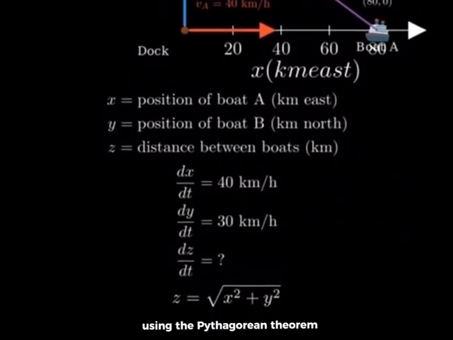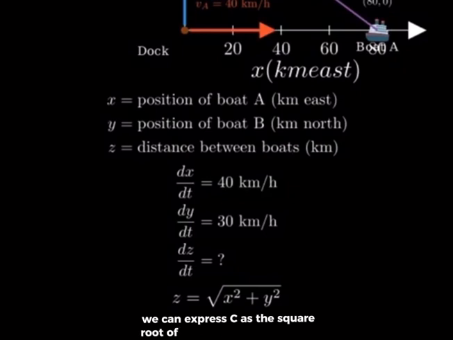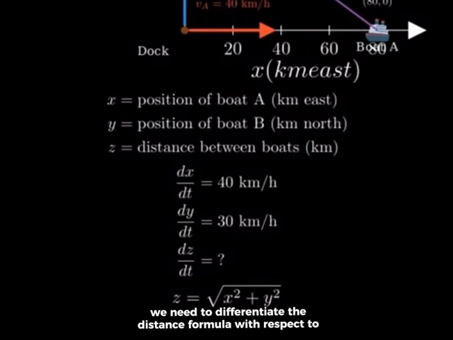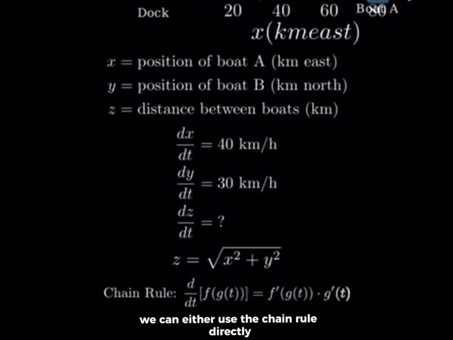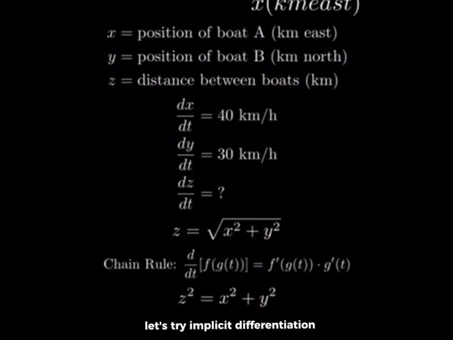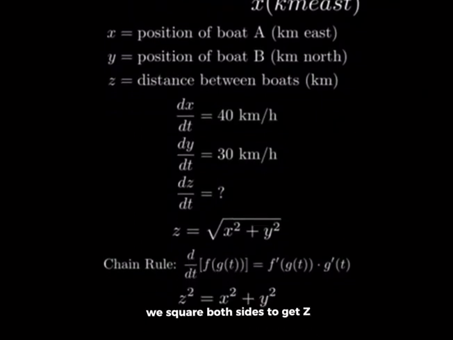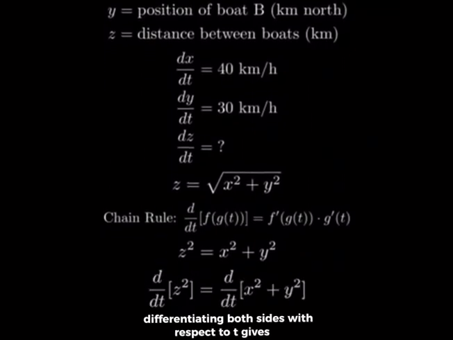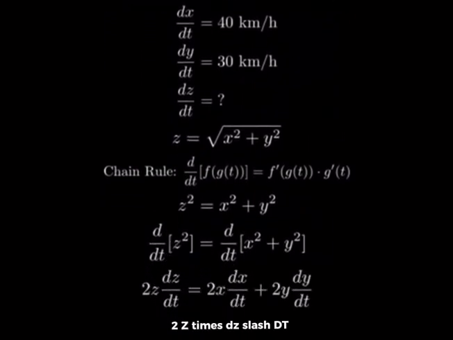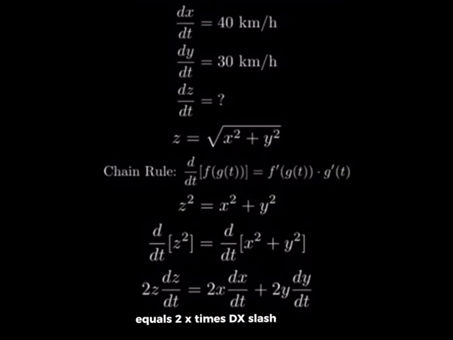Using the Pythagorean theorem, we can express z as the square root of x squared plus y squared. To find dz/dt, we need to differentiate the distance formula with respect to time. We can either use the chain rule directly or implicitly differentiate both sides. Let's try implicit differentiation. First, we square both sides to get z squared equals x squared plus y squared. Differentiating both sides with respect to t gives us 2z times dz/dt equals 2x times dx/dt plus 2y times dy/dt.